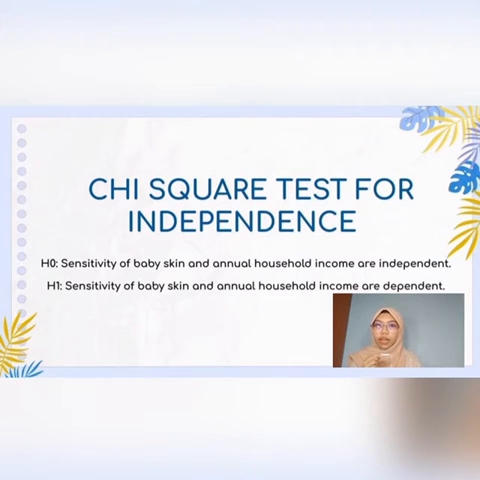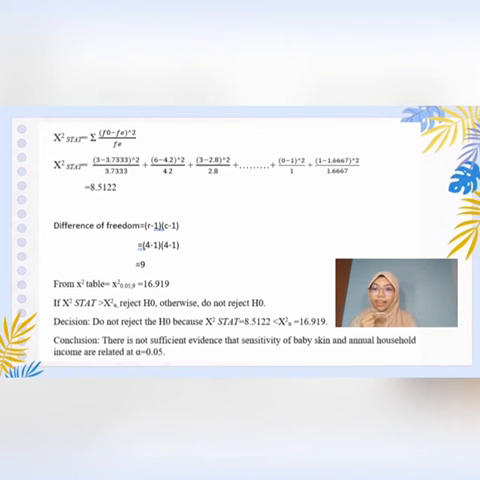We define our null hypothesis and alternative hypothesis. The null hypothesis is that the sensitivity of baby skin and annual household income are independent, and the alternative hypothesis is that the sensitivity of baby skin and annual household income are dependent. Beside the table, we can directly use the chi-square test formula. The degrees of freedom, R-1 times C-1, is equal to 9.